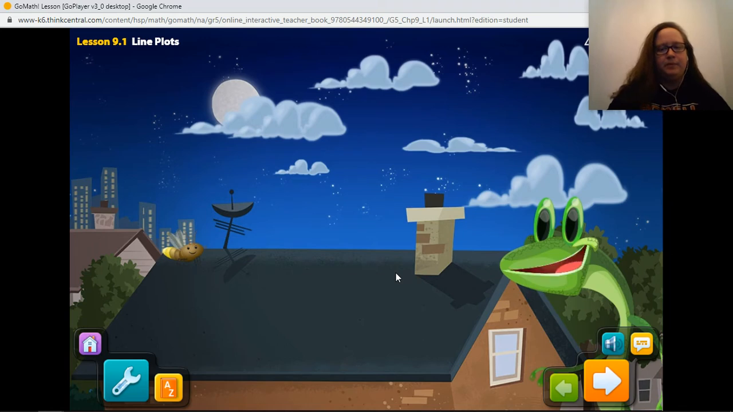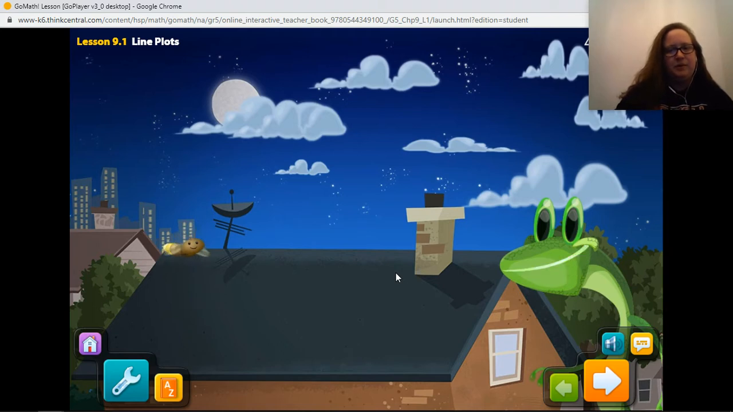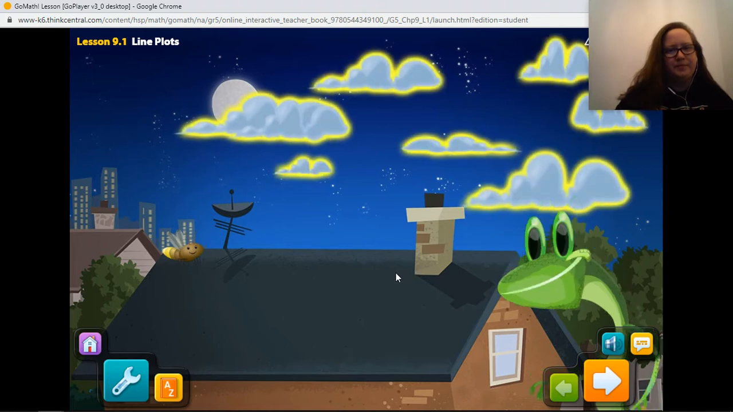Hey there! What a great night! It's been raining the last 5 days, so Fallon and I are enjoying the evening. There's still a few rain clouds left, though. How much rain do you think fell? Check out the clouds and take a guess.